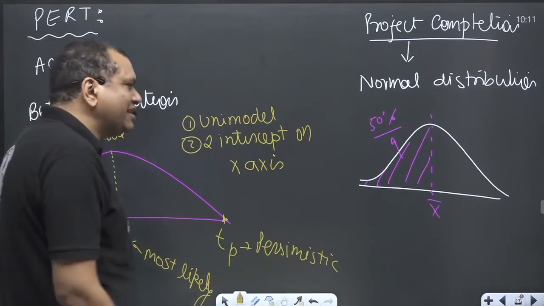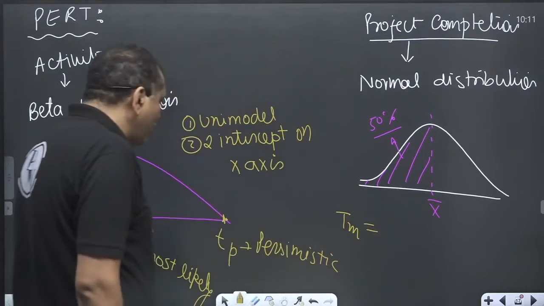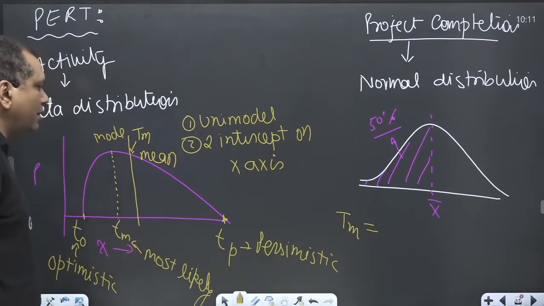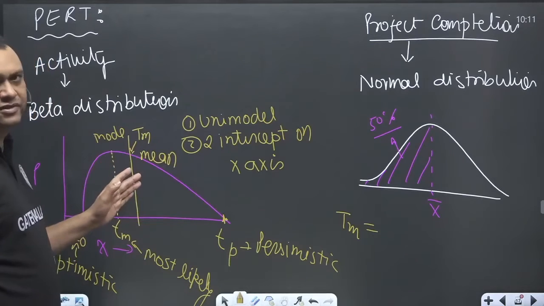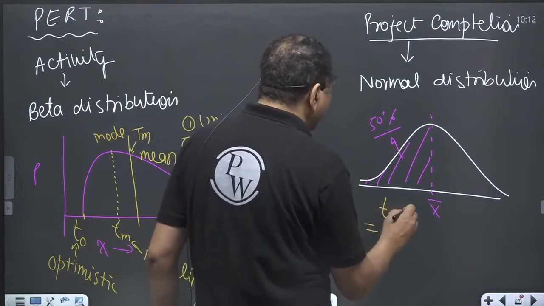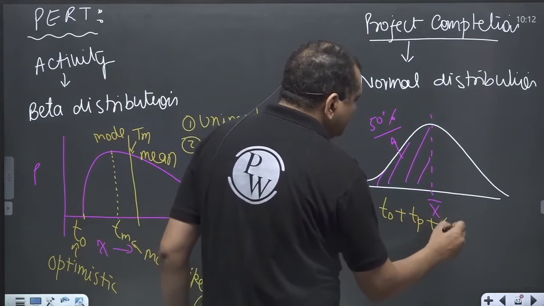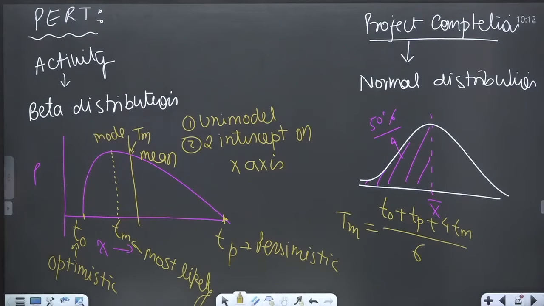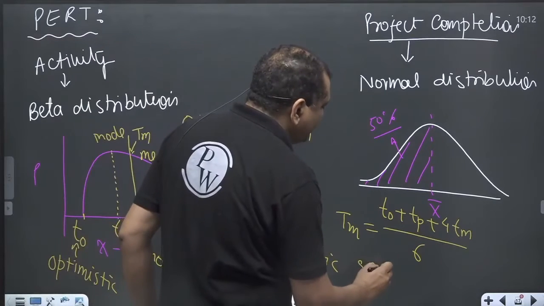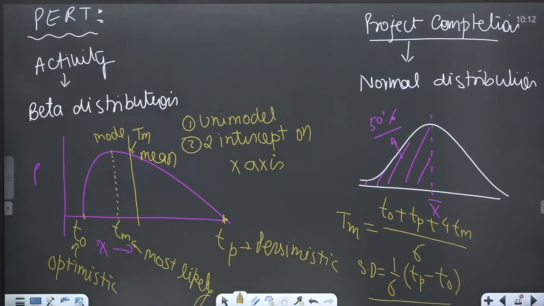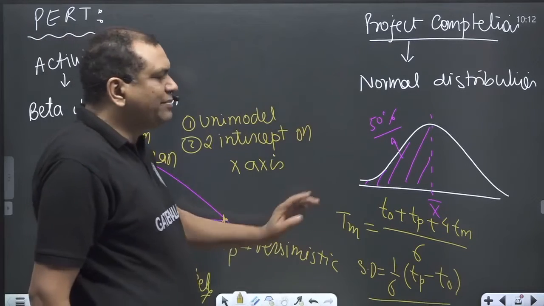So here we calculate the mean time. Mean of the beta distribution is here. Mean divides the distribution area into two equal halves, and it's nothing but optimistic time plus pessimistic time plus 4 times the most likely time, divided by 6. This is the mean of each and every activity, and the standard deviation is 1 by 6 times pessimistic time minus optimistic time. Standard deviation of activity and the mean time.